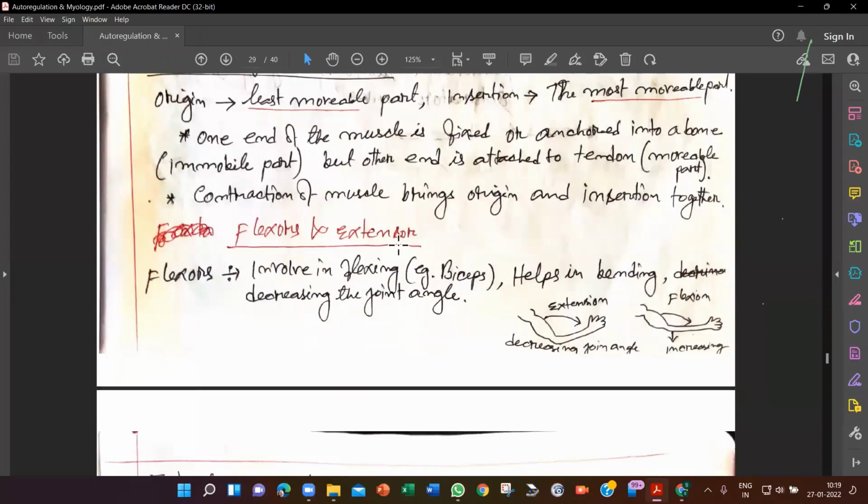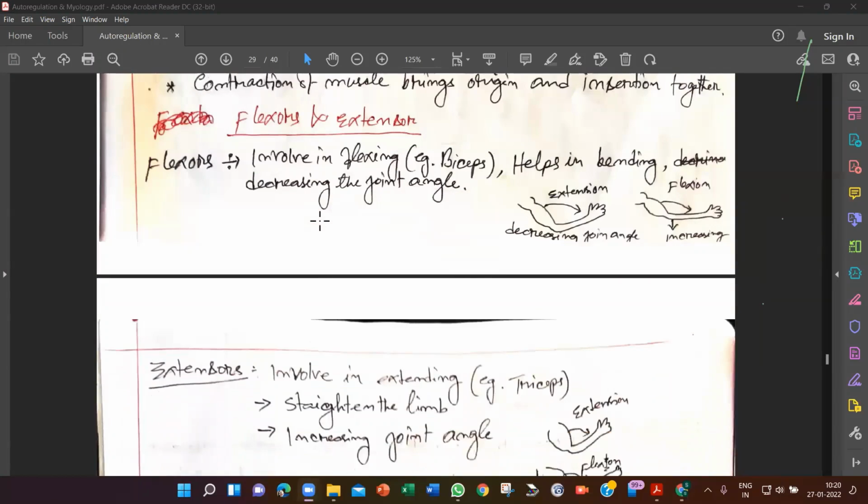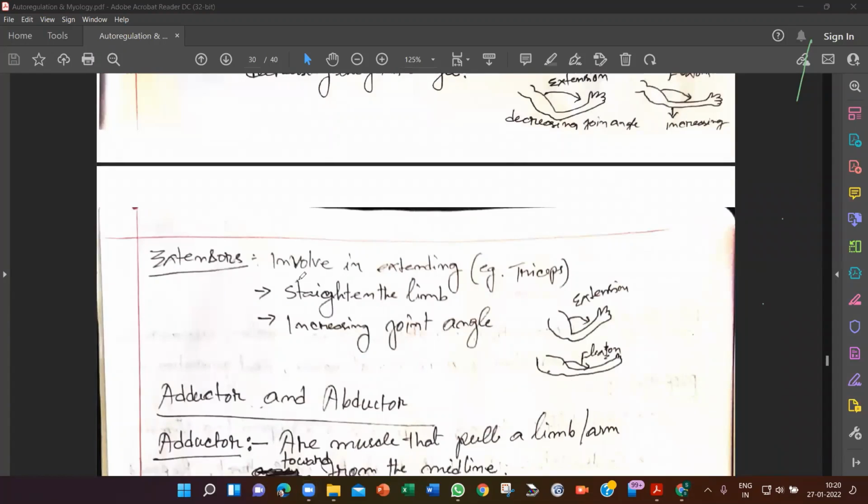Then flexor and extensor. What is a flexor? This diagram has some mistakes and does not properly represent extension and flexion, so we will see another diagram. A flexor, for example the biceps muscle, helps in bending and decreases the joint angle. That you have to remember: the muscle which decreases the joint angle, for example the biceps, is a flexor. Then the extensor, that is extending, for example the triceps, increases the joint angle. Flexor decreases the joint angle, and extensor increases the joint angle.